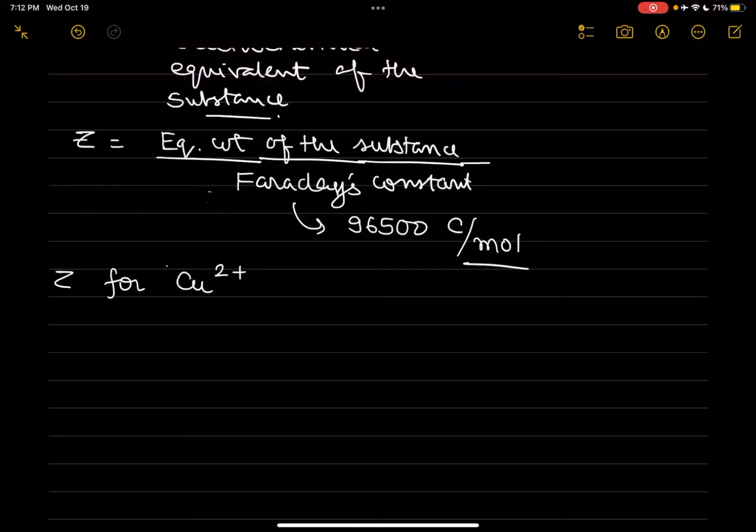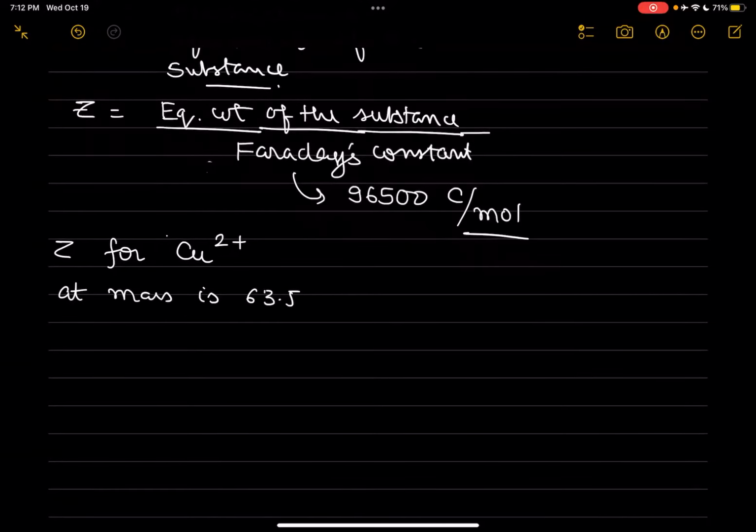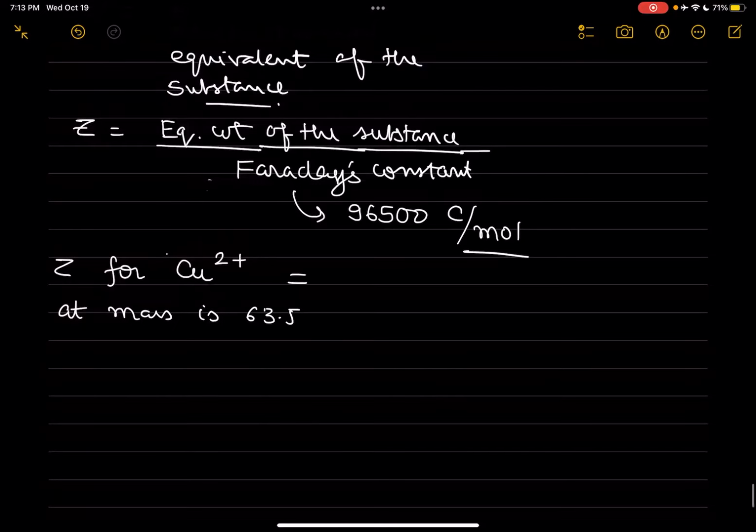Okay, I will help you out. The atomic mass of the copper is 63.5. So what is the Z for copper? Can you tell me? Yeah, try it. So equivalent weight is atomic mass divided by the charge. So 63.5 divided by 2.